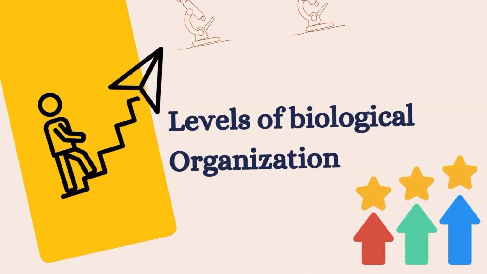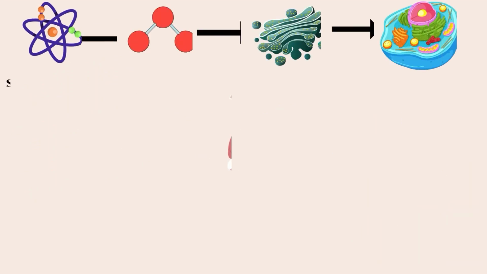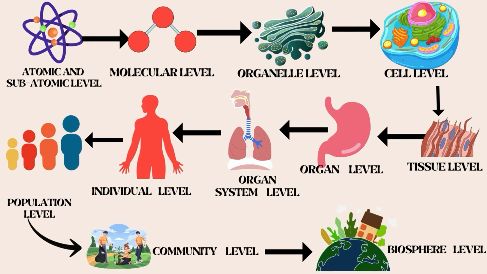1. First and basic level is subatomic and atomic level. Atoms combine to form molecules, so second level of organization is molecular level. Molecules combine and form third level of organization, that is organelle, and then many organelles combine to form cell level. So third level is organelle and cell level.